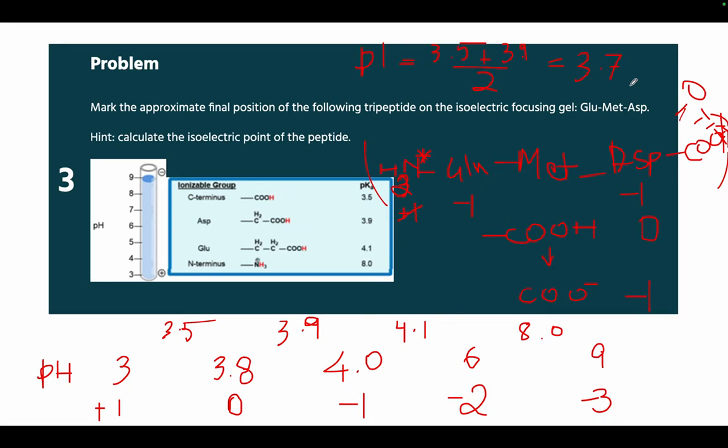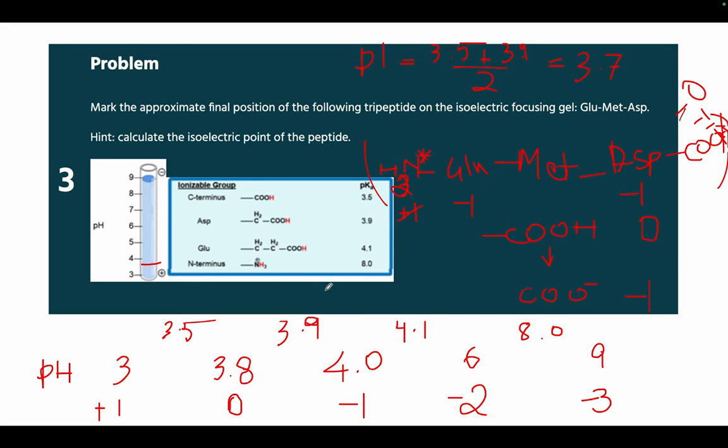Okay. So now we know at pH 3.7 there will be no net charge, and that is where we will find this peptide in this isoelectric focusing gel. This already has a pH gradient from 3 to 9. This is a pI of 3.7, so it will get stuck somewhere here. So we will expect to find it here.